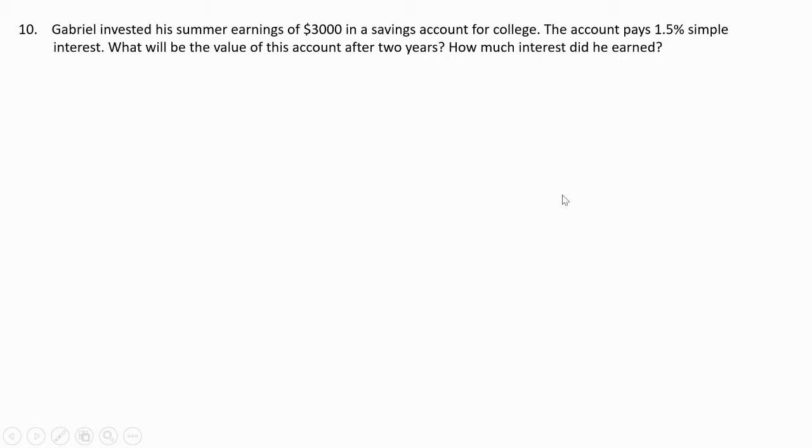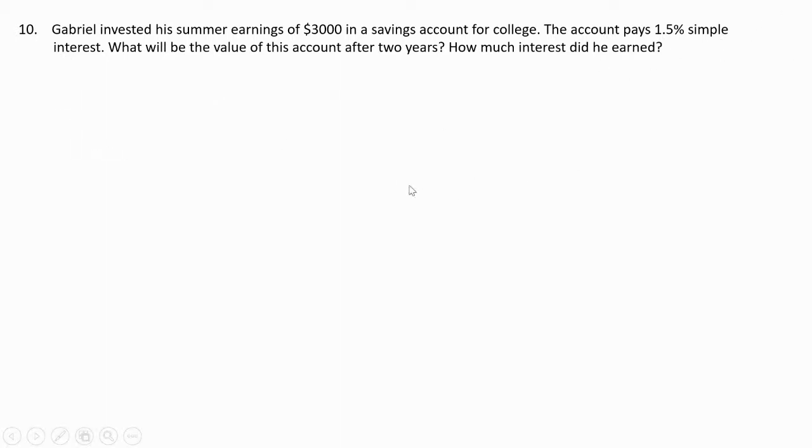Okay, now this is number 10. I believe this is from chapter 5, section 5.1, where it's simple interest. It says Gabriel invested his summer earnings of $3,000 in a savings account for college. The account pays 1.5% simple interest. What will be the value of this account after 2 years? How much interest did he earn? So the key thing, guys, because at times students get confused: what formula do we use? Here's the key: simple interest.